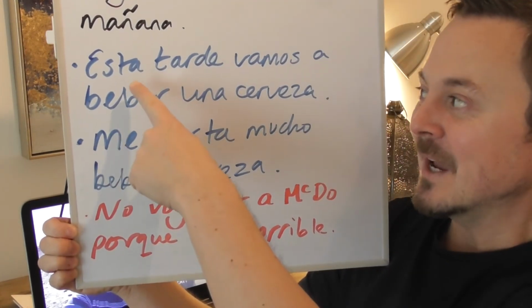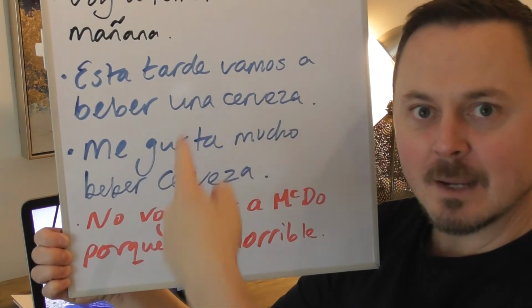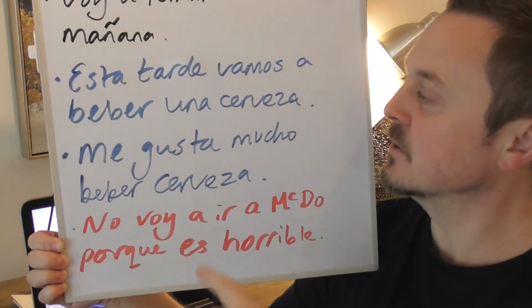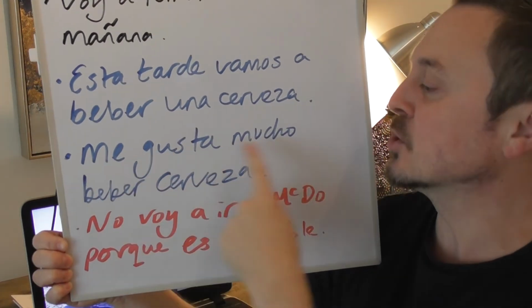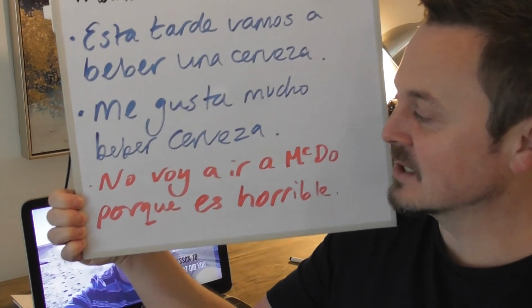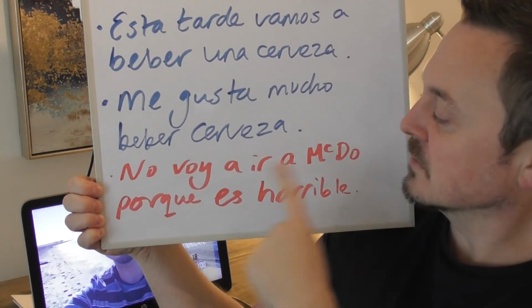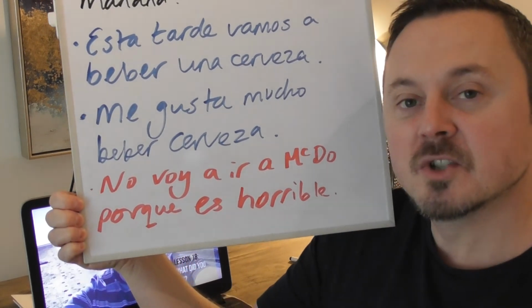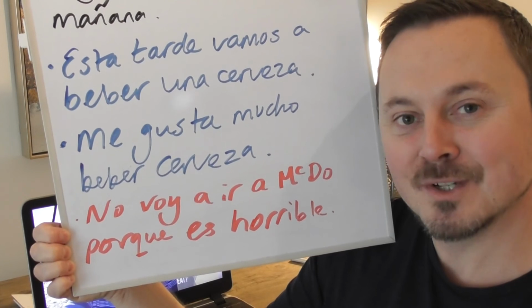Okay, so we have here this afternoon or this evening, we are going to drink. We've got our 3-step process again, so we know that's the future. We're going to drink a beer. So that's our future, whilst this one, me gusta mucho beber cerveza. I really like drinking beer. That's present tense. This one, I'm not going to go to McDonald's because it is horrible. So actually that sentence combines both present and future.